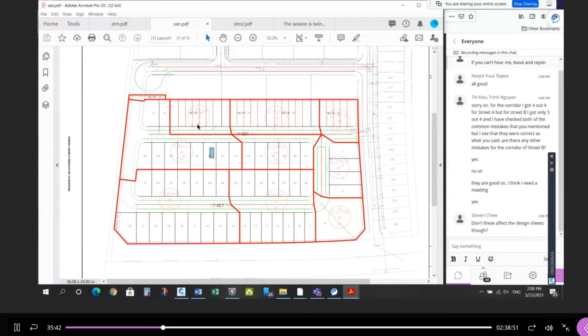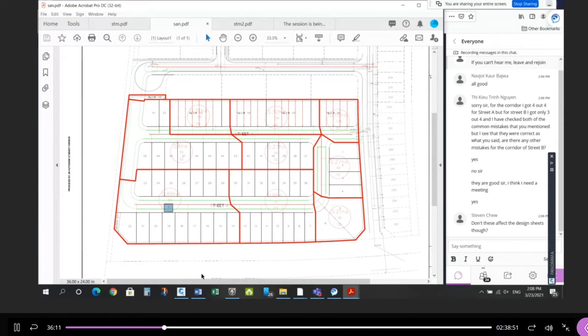Does this affect the design sheets though? It'll change the input data. So this area is going to get a little bit bigger and the population might change. This area is going to get a little bit smaller and the population might change. So the expected flow will change, but it's still going to be less than the pipe capacity that you already have. So it's not going to change the design. If you already drew the sanitary sewer in the profile, that's not going to change. It's the details on the design sheet that are not going to match.